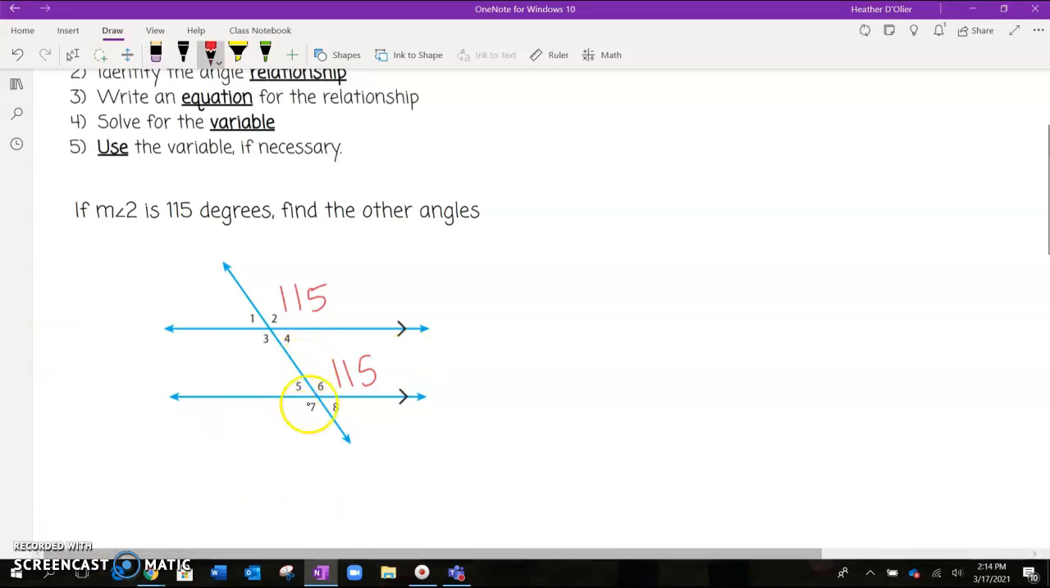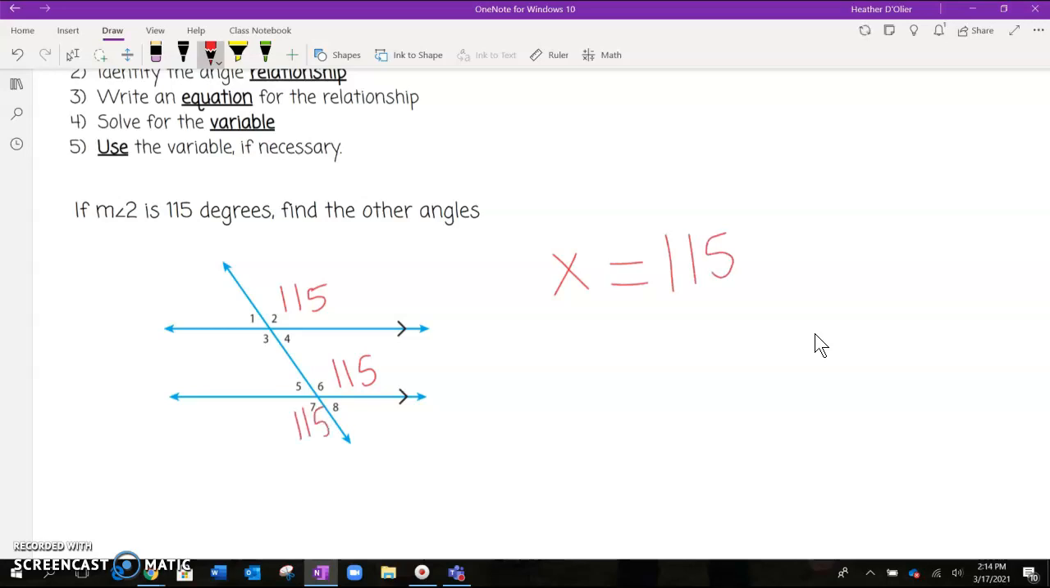All right. So these are vertical. When they are vertical, I'm going to use X to show this, that means that they equal whatever the given amount is. In this case, 115. So I know all my verticals.